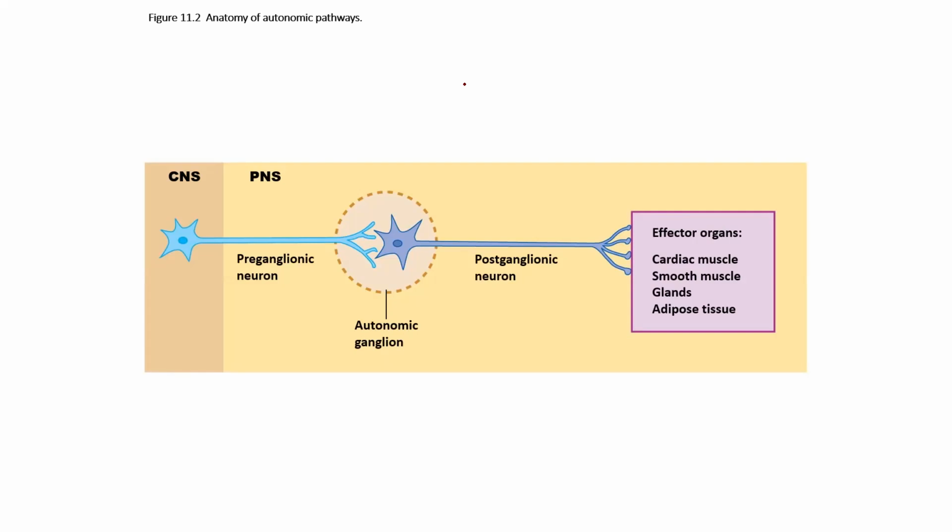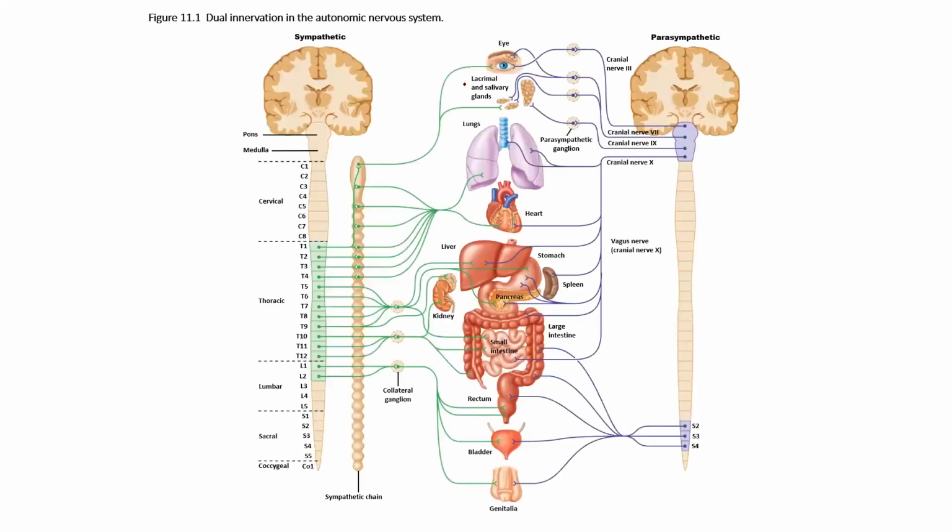In the somatic nervous system, there's always one neuron. In the autonomic nervous system, there's always two neurons in series. So we've got the preganglionic neuron and the postganglionic neuron. Now, the length of these neurons differs in the sympathetic system when compared to the parasympathetic system. If we jump back to this slide, we can appreciate that difference here.